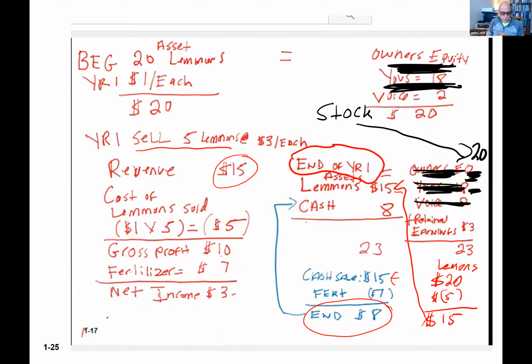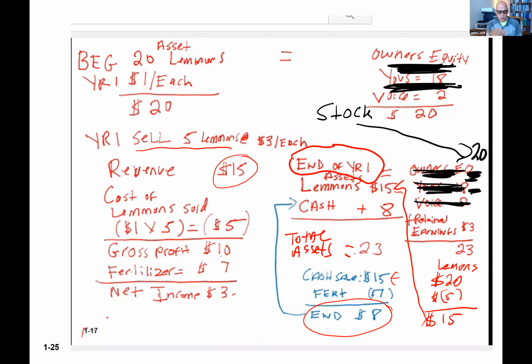There was something else I wanted to say there, and it flashed in and then flashed out of my mind here. Oh, and then I went ahead and of course I wanted to tell my total assets. I'm not sure if that was part of your question. My total assets equal 23, right? The $15 worth of lemons, the $8 of cash gives me $23 of total assets.